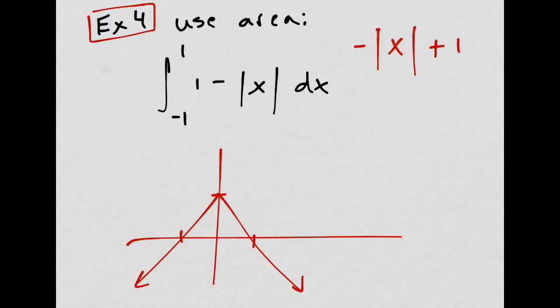If I plug in 1, I should get 0, right? Yes, that happens. If I plug in 0, I get 1. If I plug in 2, I get -1. Yeah, this works. So if I'm getting the area from, ooh, a green line.